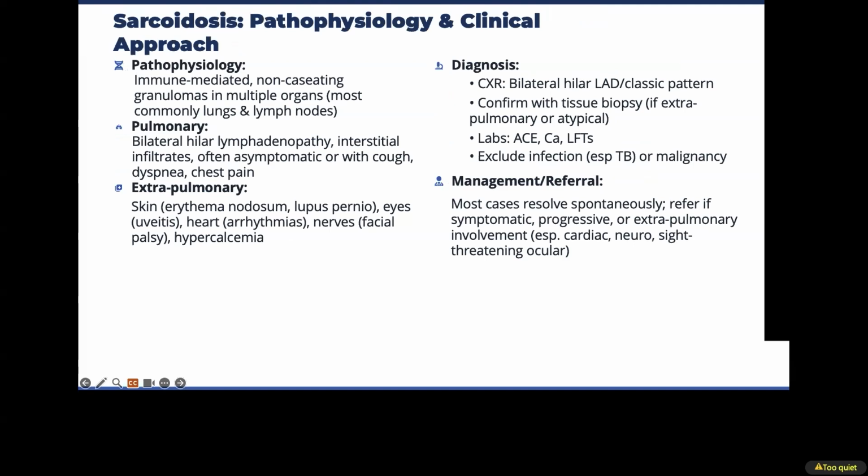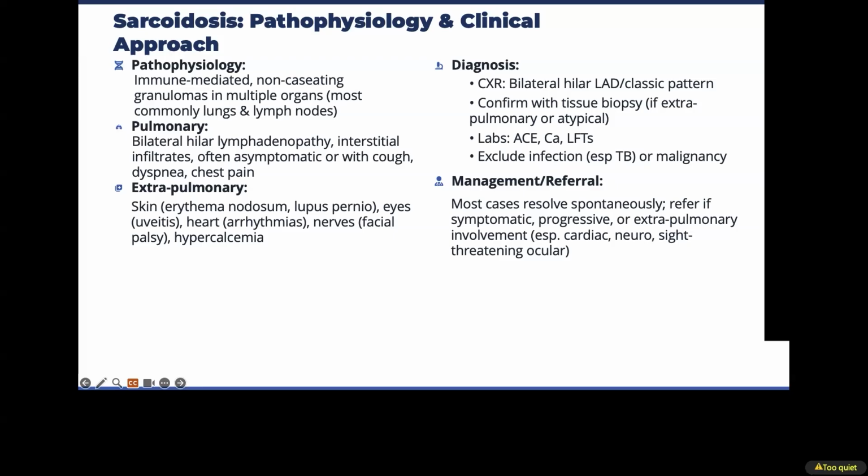So let's move on now to sarcoidosis. Now, sarcoidosis is a condition that sits at the crossroads of, say, immunology and pulmonology. This is an inflammatory disease that can quietly affect almost any organ. It's a big deal, though, when it affects the lungs.